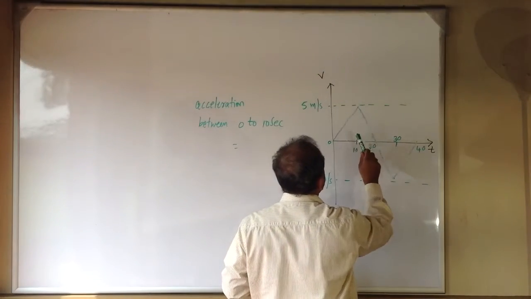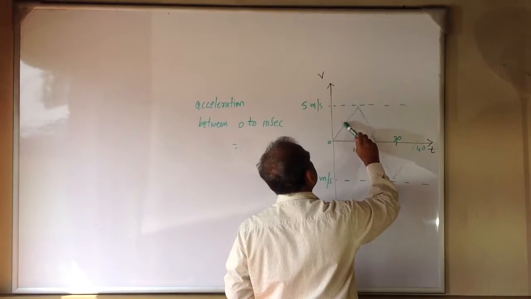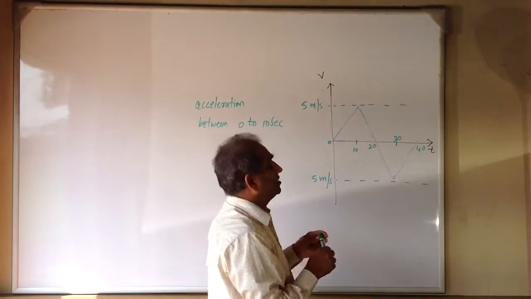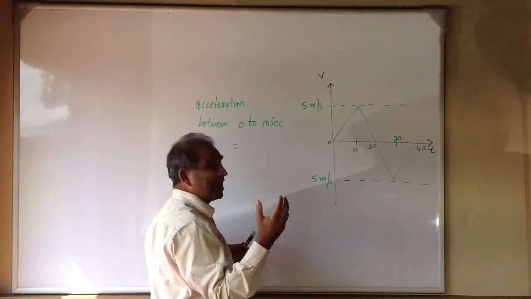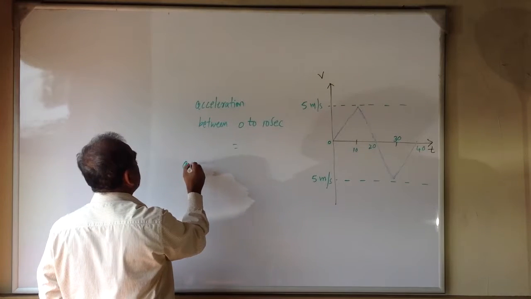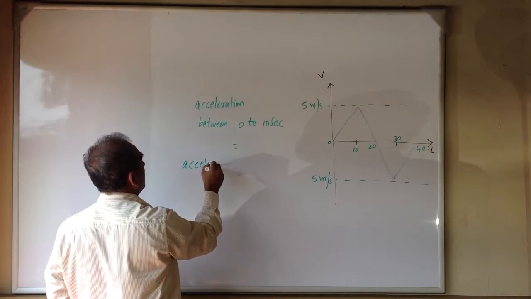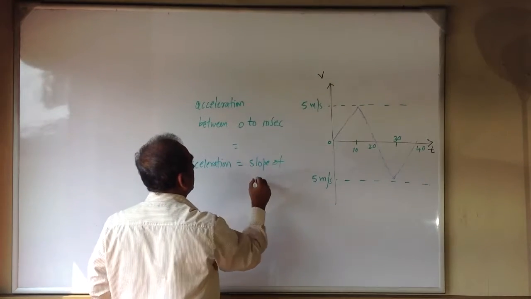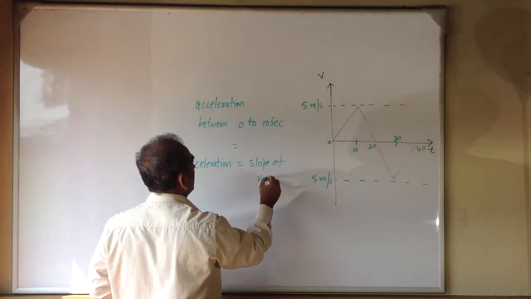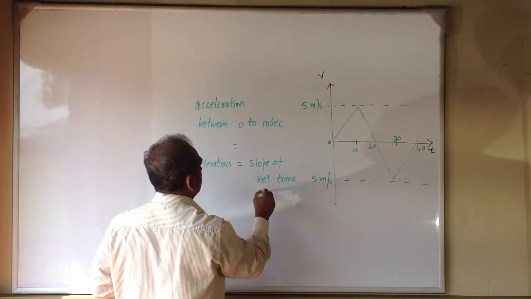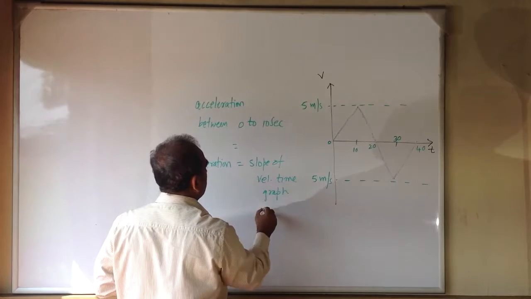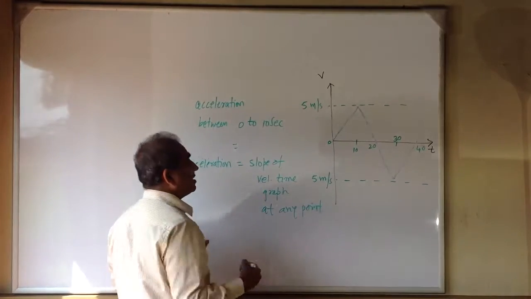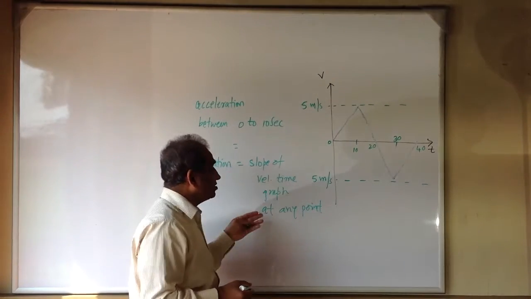From 0 to 10 seconds, that is 10 seconds, the velocity is increasing steadily. So this is a straight line, so the acceleration is constant. The slope of this straight line is the acceleration. So acceleration is equal to the slope of the velocity time graph at any point. So at some point you want to find the acceleration, then you have to find the slope.